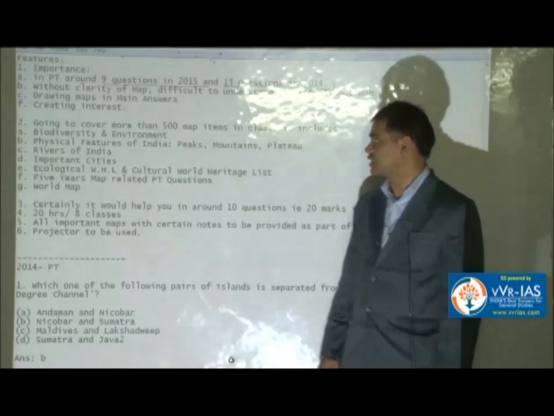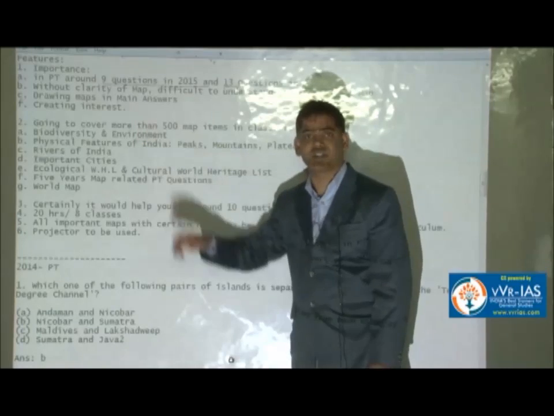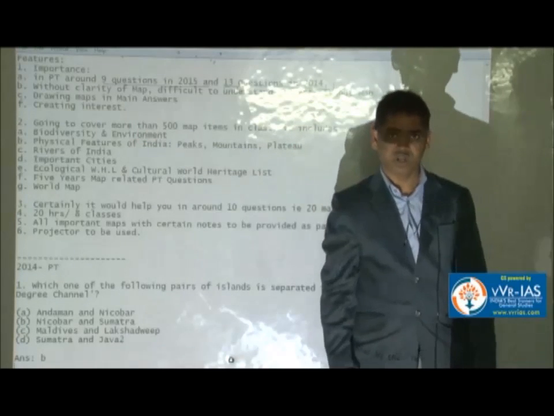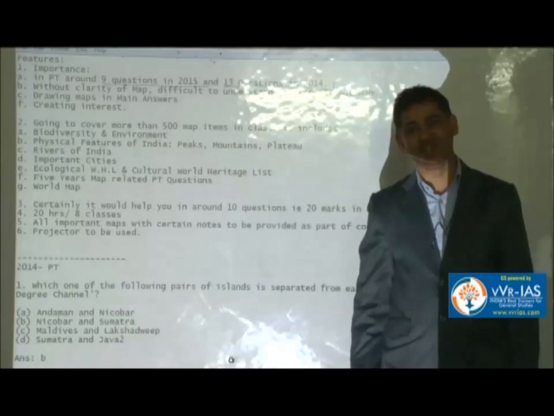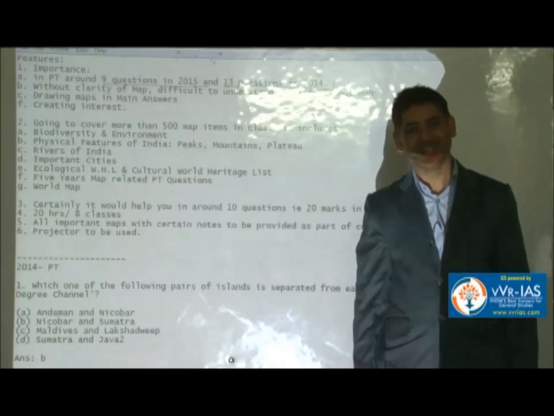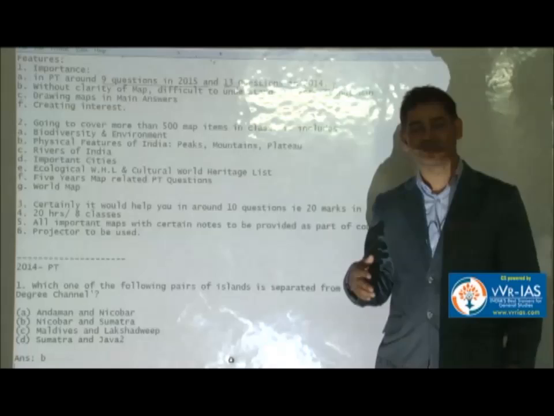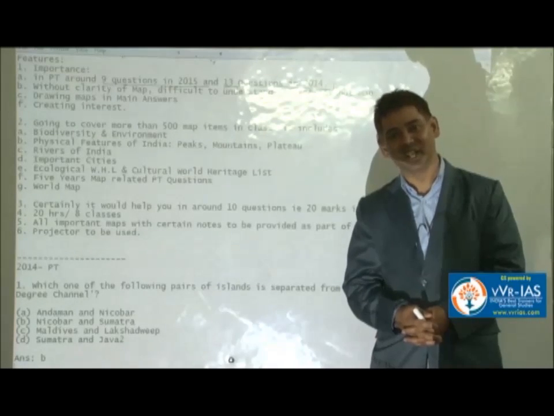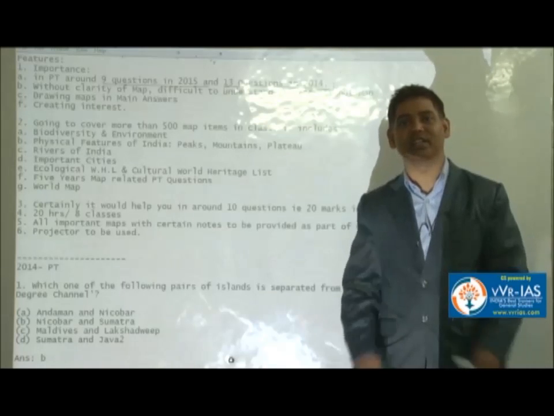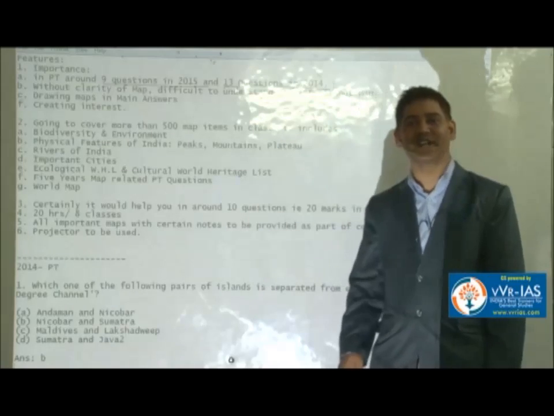Now see another feature. Geography through map can create interest in your study. Without interest nothing is possible. If you have interest, you can climb Mount Everest. If you don't have interest, even if I say please pass this particular city, it is difficult for you to pass it. So geography through map can create the interest, and certainly through the interest you can go through the study of different concepts of different subjects.